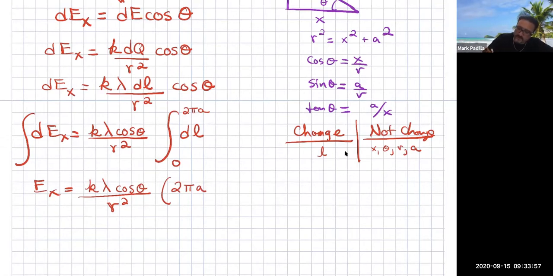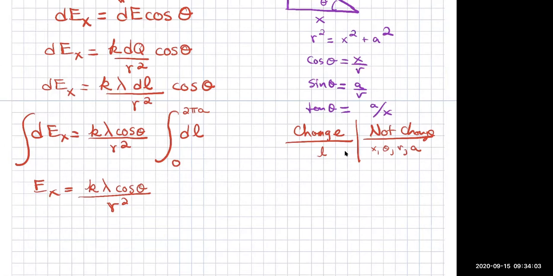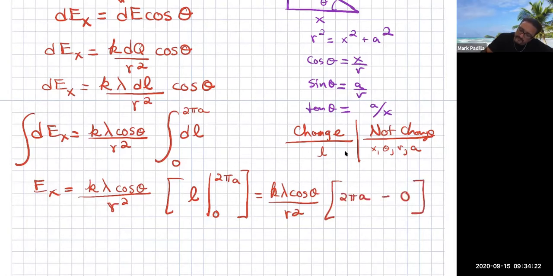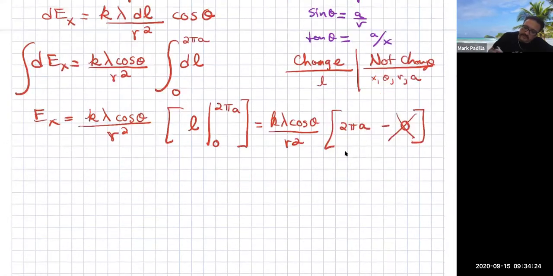Which would be, oh wait, let's do it a little more formally. What is the integral dl? Just L, with limits of integration from 0 to 2 pi a, K lambda cosine theta over r squared. Now you plug in your limits of integration, 2 pi a minus 0. We can forget about the 0.